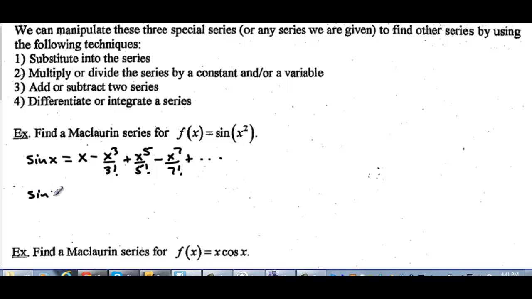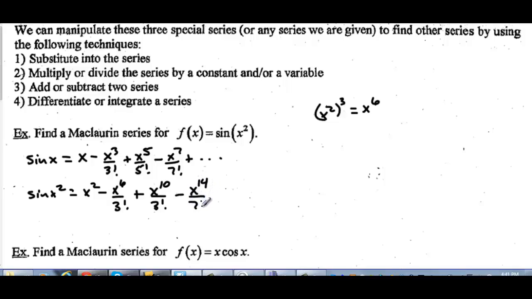Sine of x squared is equal to x squared minus x squared to the third. x squared raised to the third power is x to the sixth. So we have x to the sixth over 3 factorial plus x to the 10th over 5 factorial and minus x to the 14th over 7 factorial plus, keep on going.